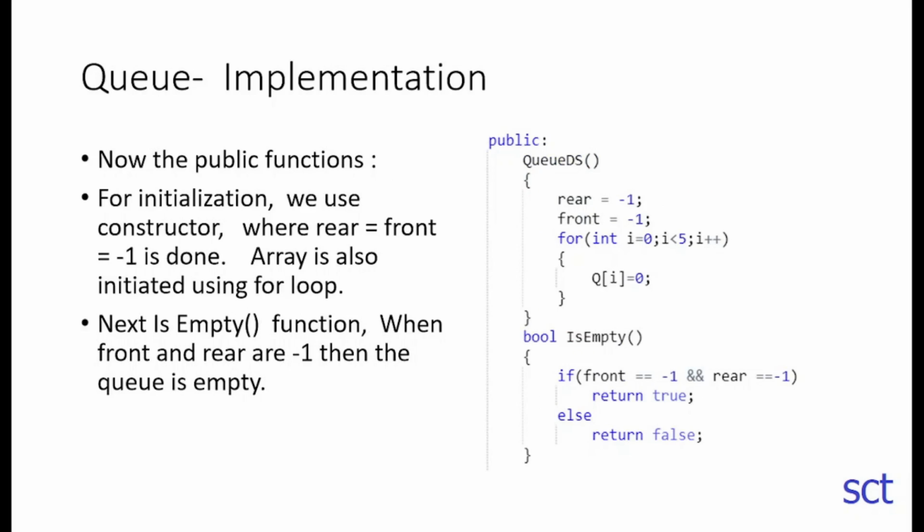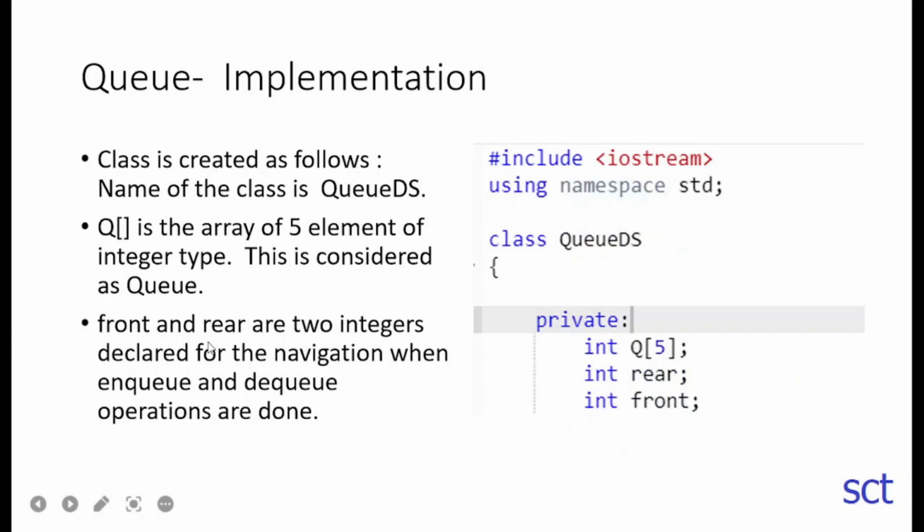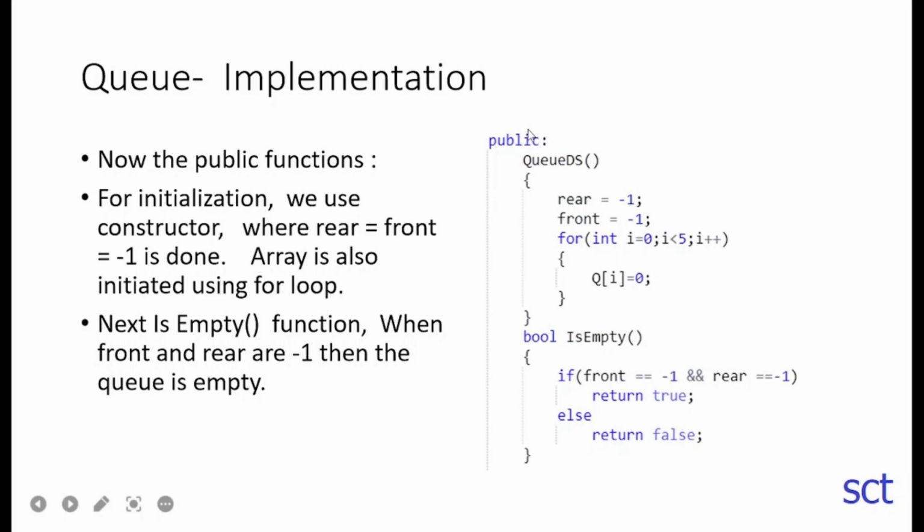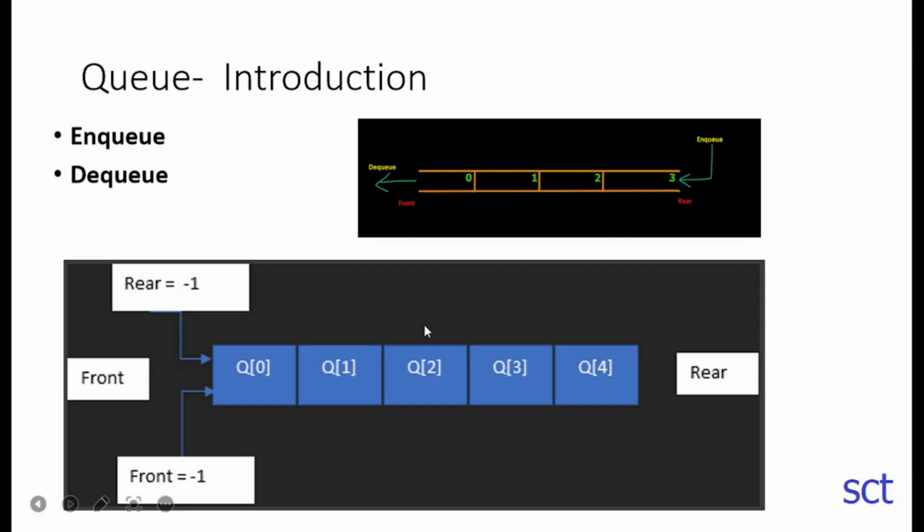Next we will come to the public functions, the functions available under the QDS class. The first public function is going to be a constructor. As we know, a constructor is basically a function within the class which has the same name as the class. So the name of the class is QDS, and I am declaring a constructor here, QDS. In this constructor, I am making the rear and front as -1. If this is the queue, the rear and front are made -1, so they are not pointing to any of the elements available in the queue.